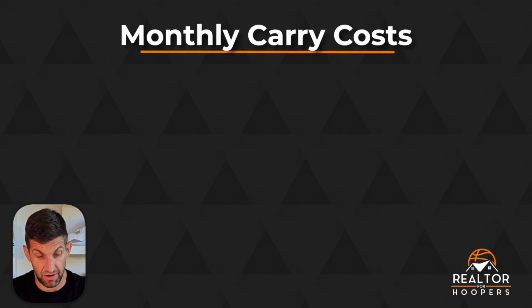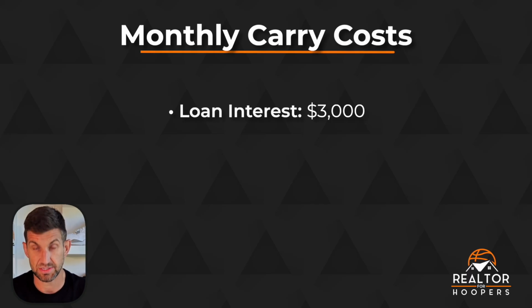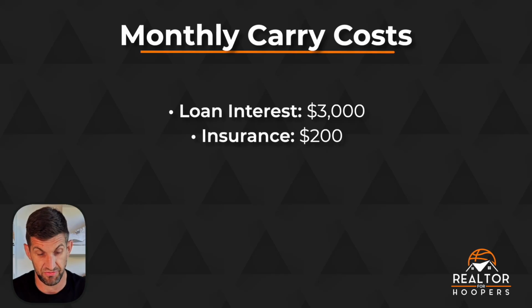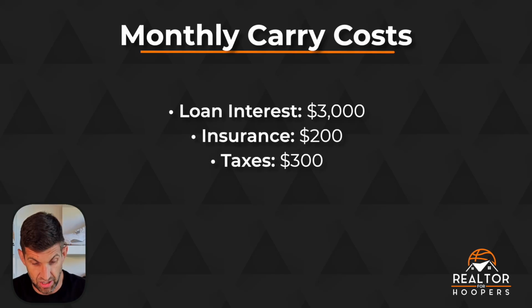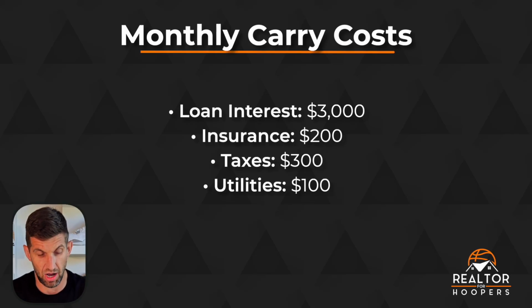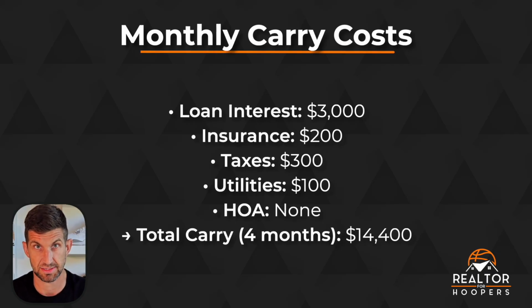The carry costs for this are, what's our monthly interest only payment on this hard money loan? It's going to be $3,000, $200 per month for home insurance, $300 per month for property taxes, and utilities are $100 a month. And again, we found a property with no HOA monthly costs.